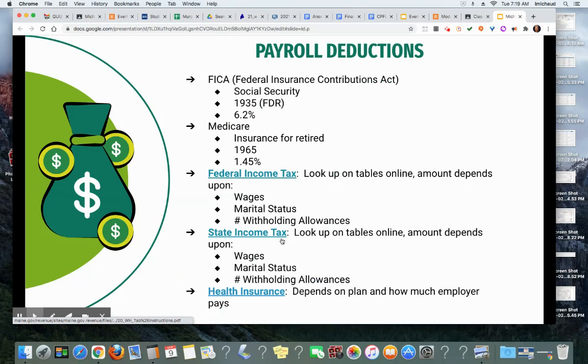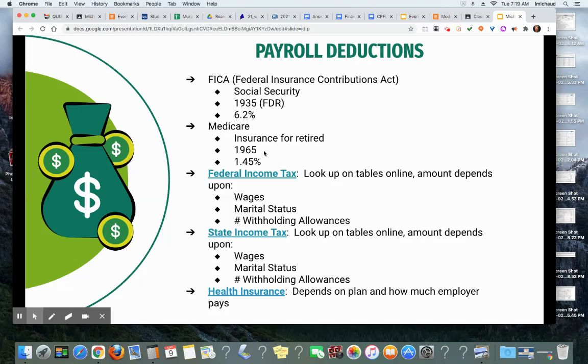You have seen this before in other presentations, but here is an outline of the different payroll deductions that you're likely to see. FICA stands for Federal Insurance Contributions Act. It's another name for Social Security. It was created in 1935 under FDR, and the percentage withdrawn is 6.2%. Medicare is insurance for those that are retired. It was enacted in 1965, and 1.45% is withdrawn for Medicare.